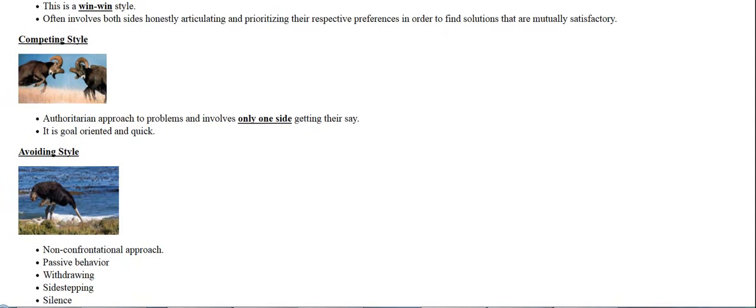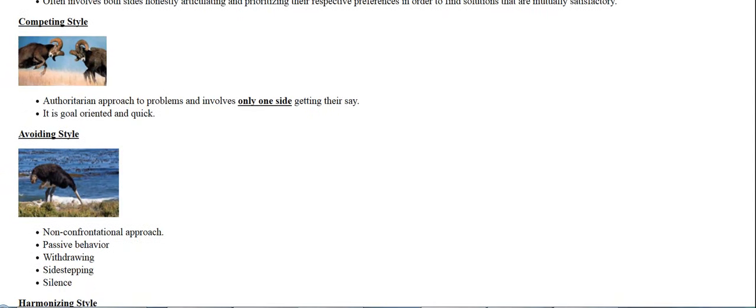Competing style is next. Competing style is very much an authoritarian approach to problems, and it usually involves only one side getting their say. It is very goal-oriented. It's very quick. Most of the times when we're referring to everyday conflict with a significant other or people that depend on you, like coworkers, you don't want to use competing style. However, there are circumstances where competing style might be valuable.